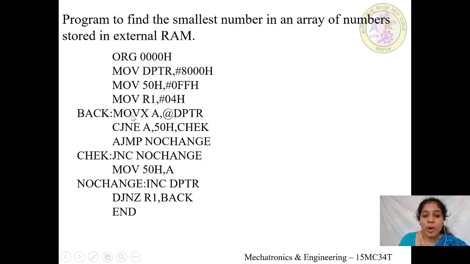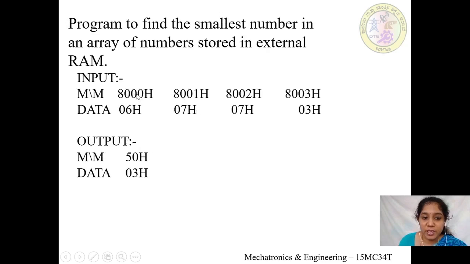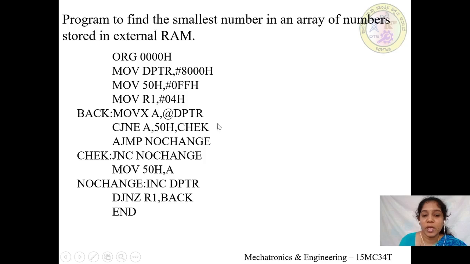So now what do I have to do? I have to take the data. First I have to take this data. The contents of this has to be taken by the accumulator. So MOVX A, @DPTR takes the contents of external memory locations into accumulator. Now I will compare that using CJNE instruction.